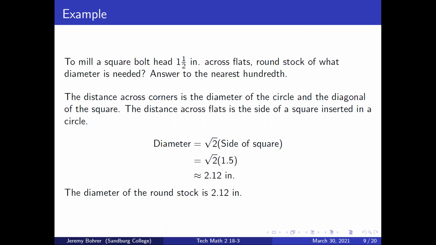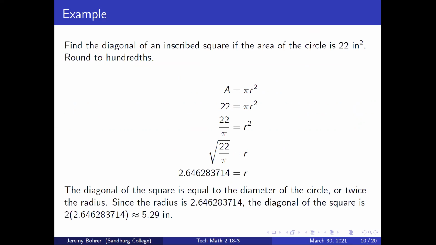To mill a square bolt head 1.5 inches across flats, round stock of what diameter is needed? Answer to the nearest hundredth. The distance across corners is the diameter of the circle, and the diagonal of the square. The distance across flats is the side of a square inscribed in a circle. So the diameter is equal to the square root of 2 times the side of the square, which is equal to the square root of 2 times 1.5, or about 2.12 inches. The diameter of the round stock is 2.12 inches.